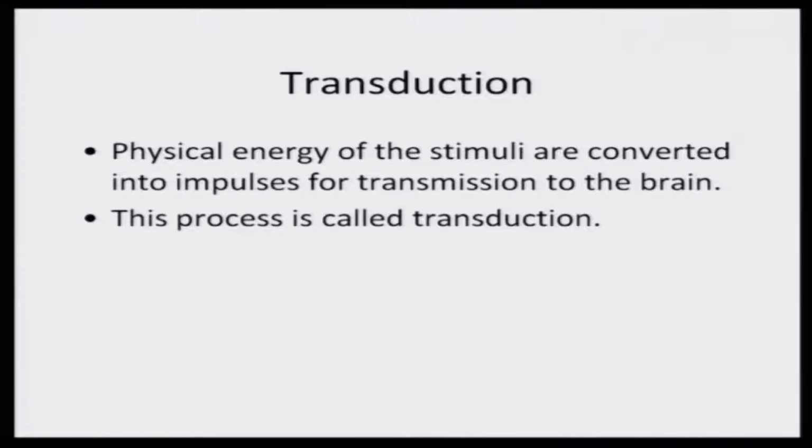So, when the physical energy of the stimuli gets converted into the impulse and gets transmitted to the brain, so that the brain can finally make a meaning out of it, this is called the process of transduction. Okay. So, the physical energy getting converted into an impulse which the brain can process is the process of transduction, and this transduction, you can consider as the first step towards perceiving the external world.